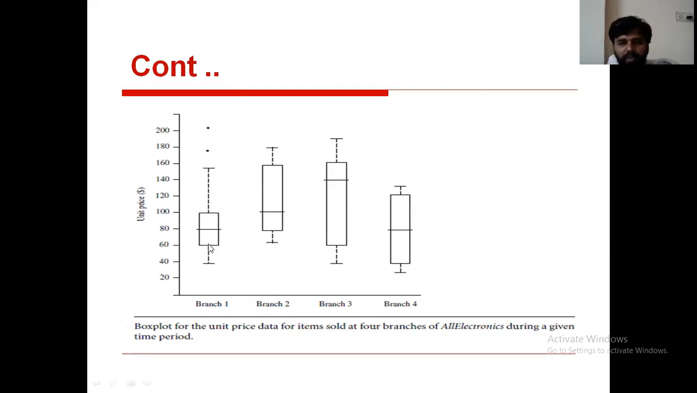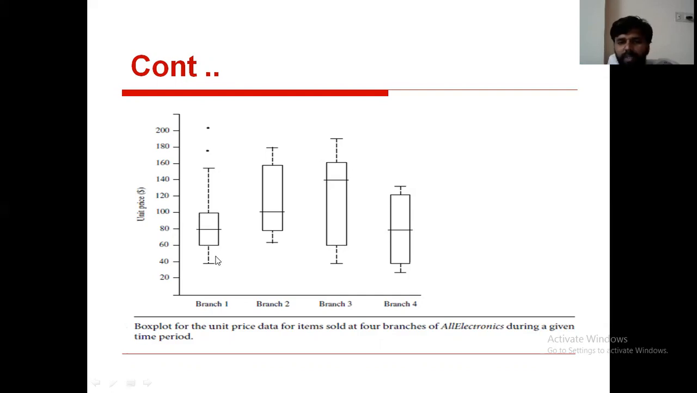And observe this. What about the first quartile of branch 1? The first quartile Q1 of branch 1 represents 60. And the third quartile value is 100. And the middle quartile, meaning the median value, is 80. Median value is 80. Like this, the data is dispersed.